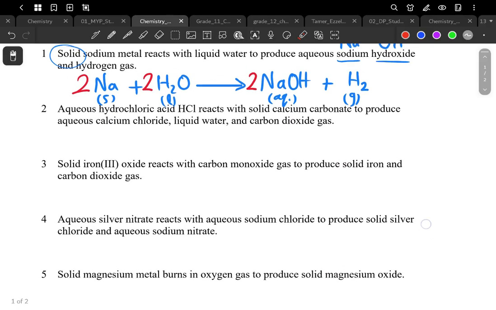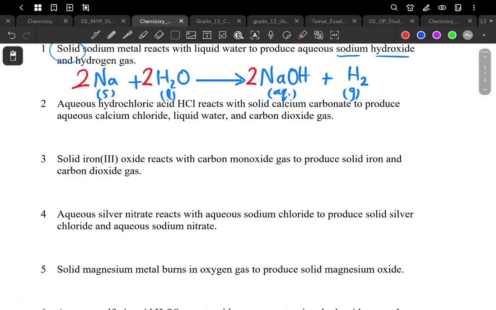And don't panic, okay guys, because by doing more examples it's going to be very easy for you. Aqueous hydrochloric acid HCl reacts. So if any acid, this is the acid HCl, okay, it's given information in the question. Hydrochloric, it's called hydrochloric acid, and it is aqueous. Aqueous means it is dissolved in water. Reacts with solid calcium carbonate.